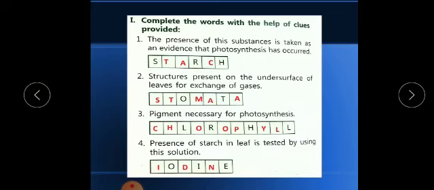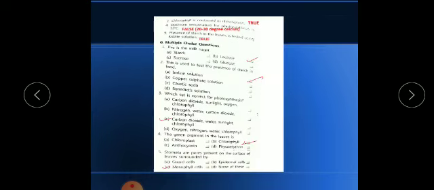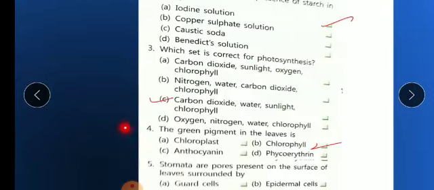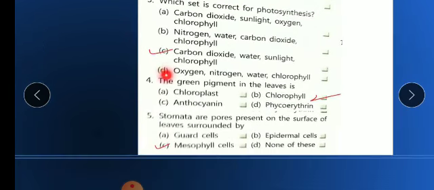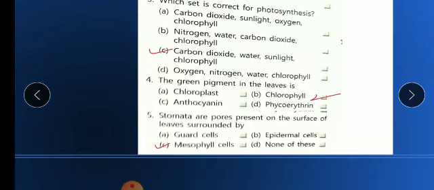So children, in our homework, please do these activities. And one more thing, here 2 cells are given, guard cells and mesophyll cells. Fifth point, you can see guard cells and mesophyll cells. Alright, answer is mesophyll cells.